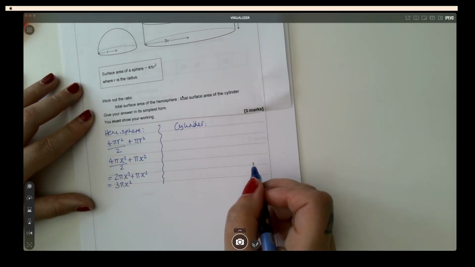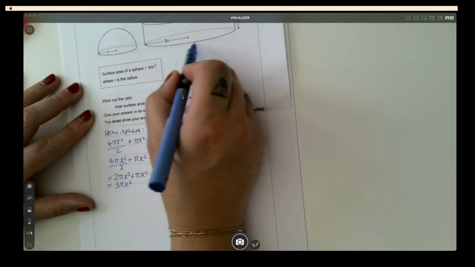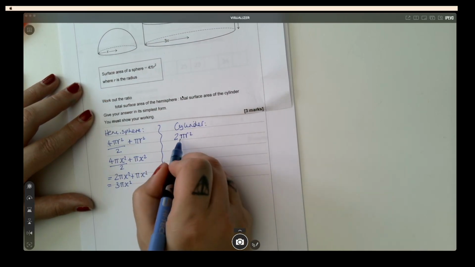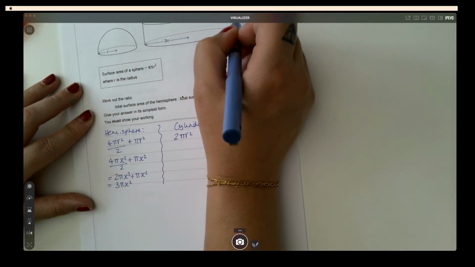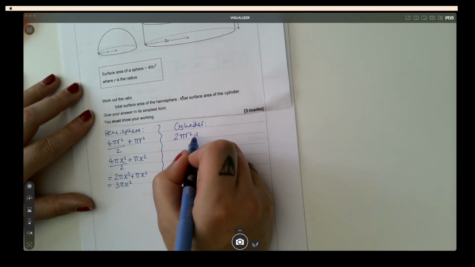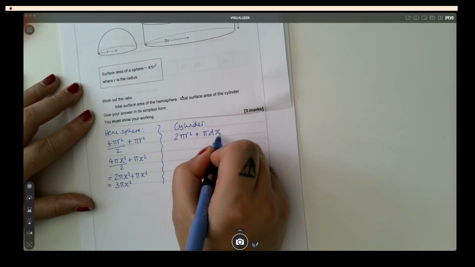To find the surface area of the cylinder, we need the area of the two circles. So we're going to have 2 pi r squared, because pi r squared is the area of a circle and we've got 2 of them. Then we also need the circumference multiplied by that x length there. Circumference is pi times diameter multiplied by x.